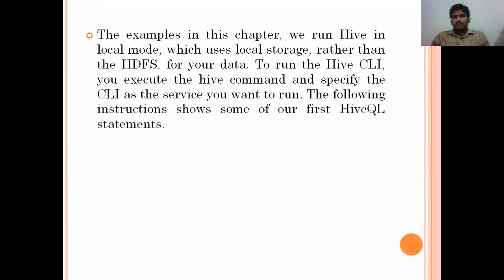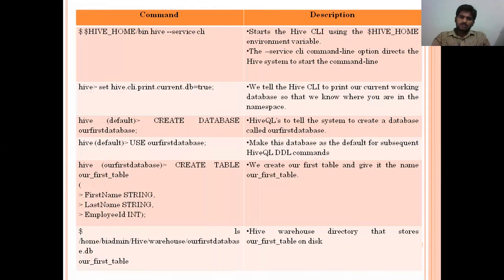So Hive commands to specify this CLI, we want to run the following instructions showing Hive statements like this. See that? For example, the first one is hive home bin hive minus minus server client. If you run it, it starts the CLI and the command prompt is shown. In the terminal it is ready with the environment. Now you see this Hive greater than symbol.